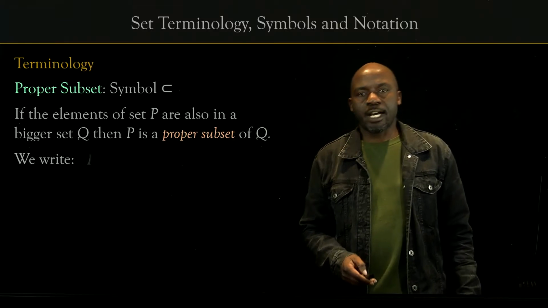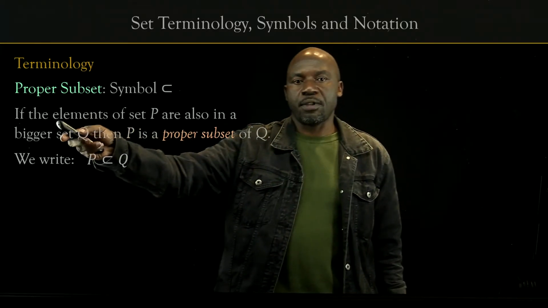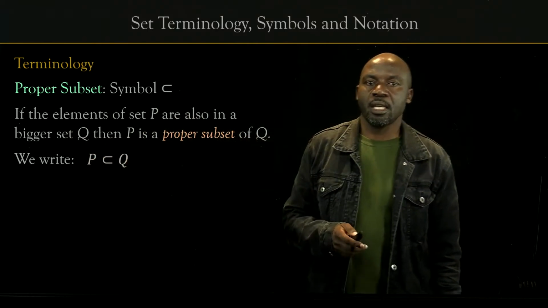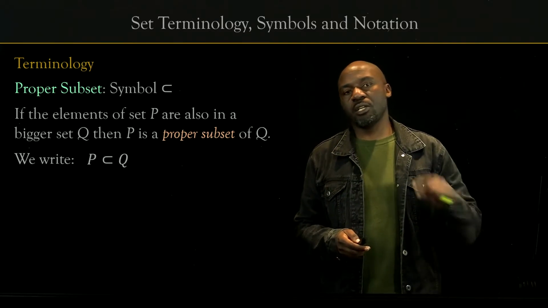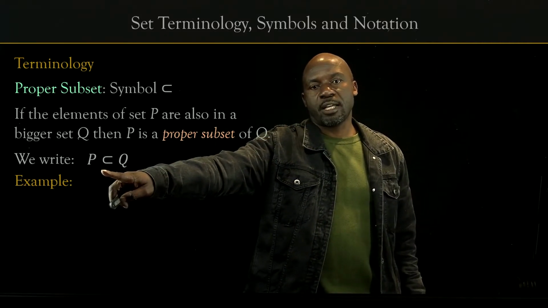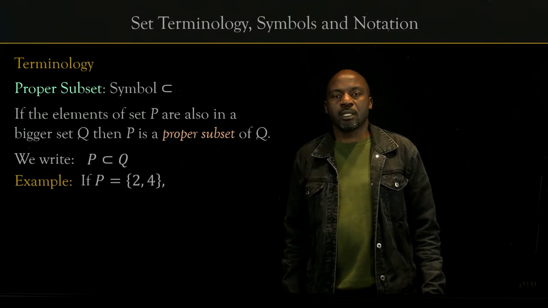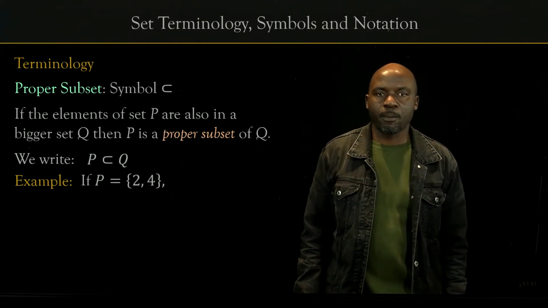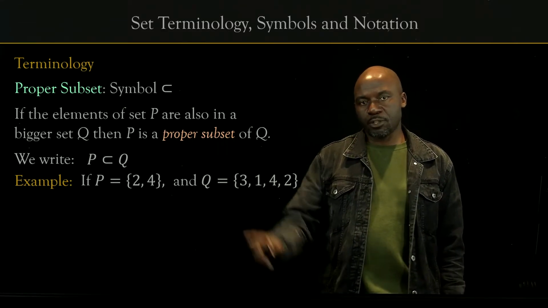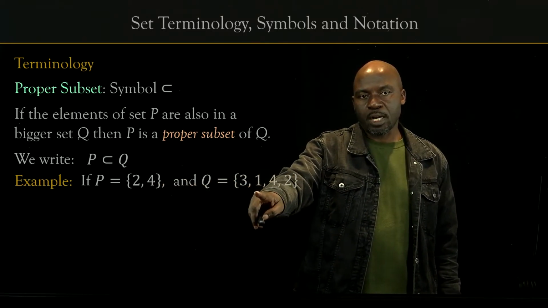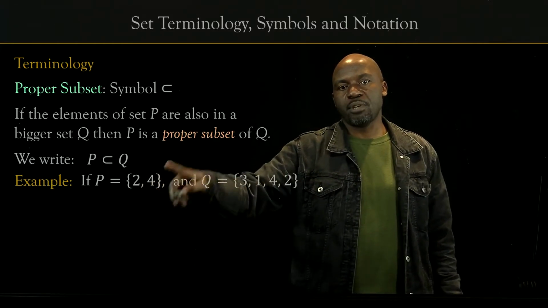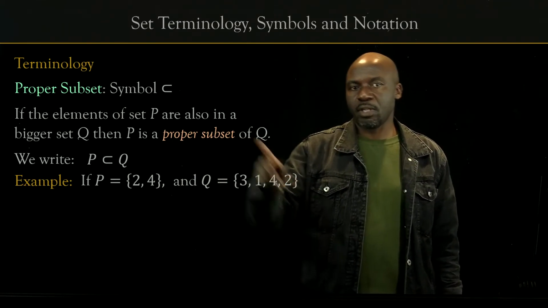All right, we are saying that if the elements of set P are also in a bigger set Q, then P is a proper subset of Q, but Q is not a proper subset of P. We say P is a proper subset of Q, and here is an example. Suppose set P contains the elements 2 and 4 and set Q contains the elements 1, 2, 3, 4. Then clearly 2 and 4 are also here, 3 and 1 are not here, so P is said to be a proper subset. P is in Q, but Q is not in P.